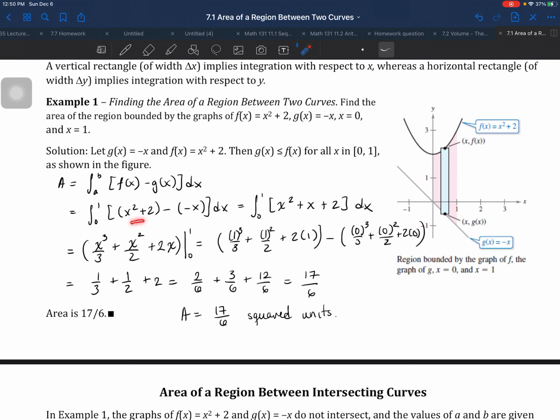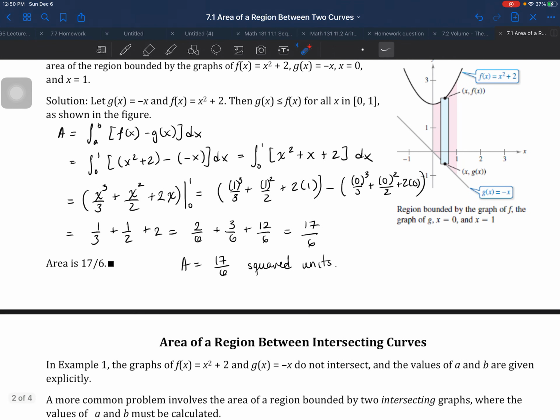f is x squared plus 2, minus, right? It's very important. It's minus and then parentheses, whatever g is. Now g happens to be one term, but obviously you know what would happen if there were multiple terms. You're going to make sure that the negative is distributed, right? So parentheses are very important for you to keep note. All right, so we'll simplify that by doing simple algebra, and then we'll integrate this. Simple integration using the power rule gives us x cubed over 3 plus x squared over 2 plus 2x, and then evaluate from 0 to 1.